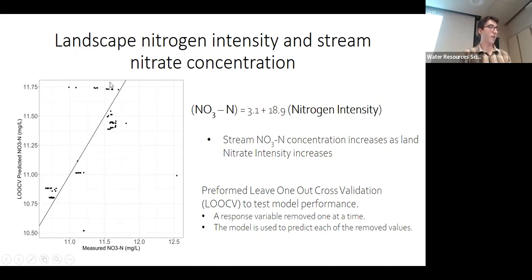And you have this one-to-one line here, and so you can see there's this clustering around the one-to-one line. So generally, this simple model seems to be explaining pretty well what's happening in this system, which makes sense. It's nothing surprising that when you have more nitrogen applied to the landscape, you have a higher nitrate concentration in water leaving that landscape.